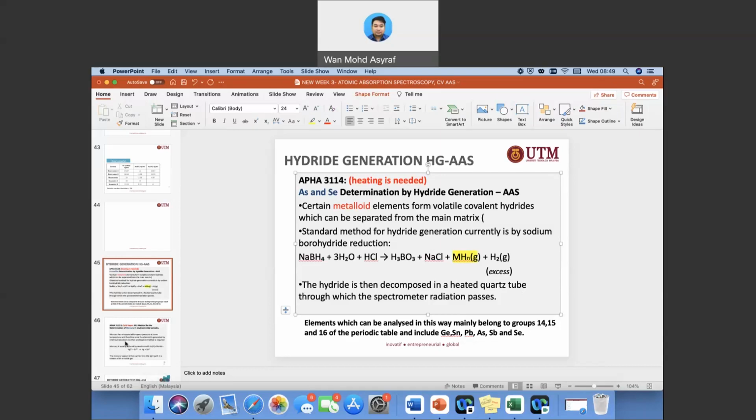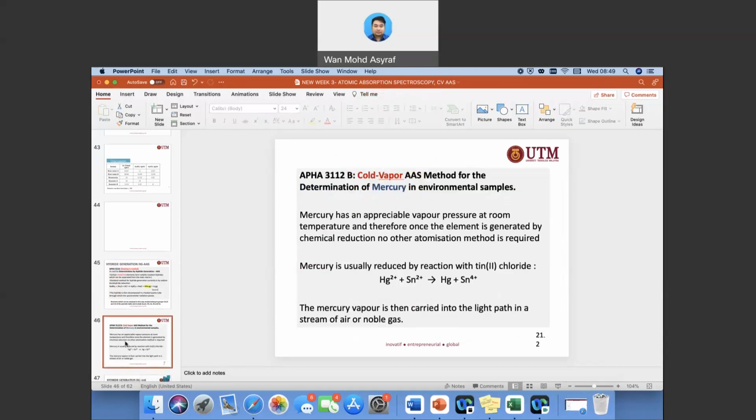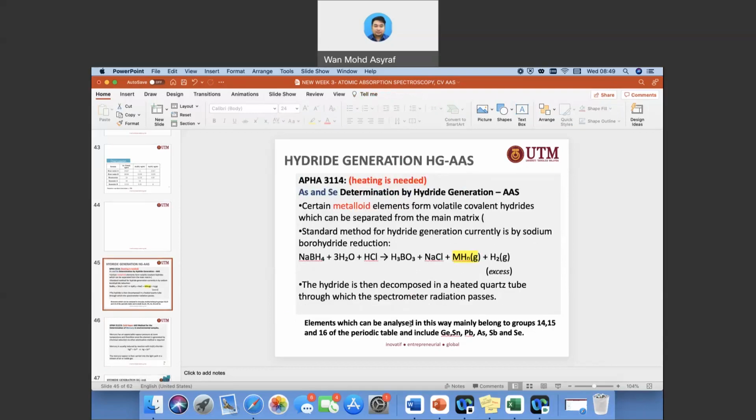So for hydride generation, the elements that can be analyzed belong to groups 14, 15, and 16. These are the elements or metals that can be analyzed by hydride generation AAS.